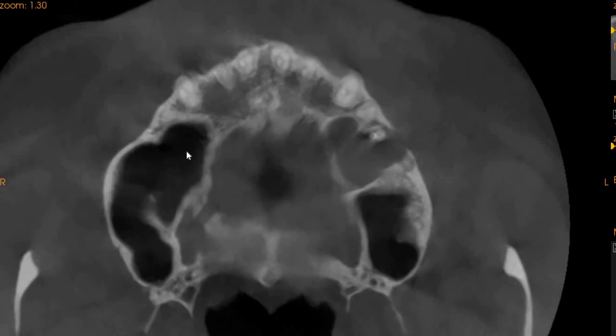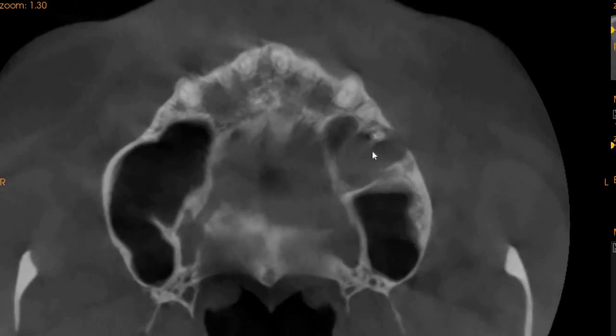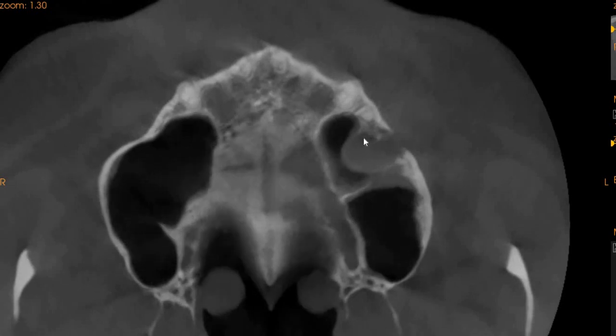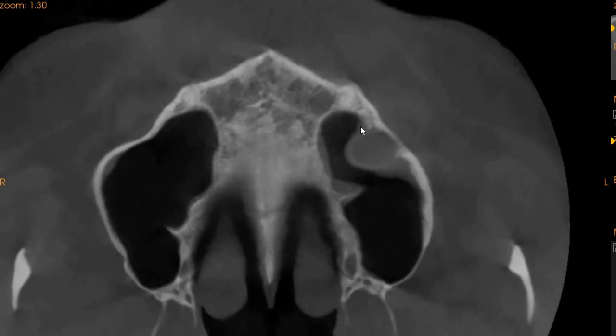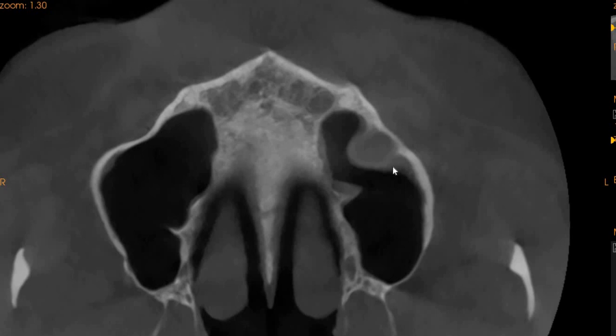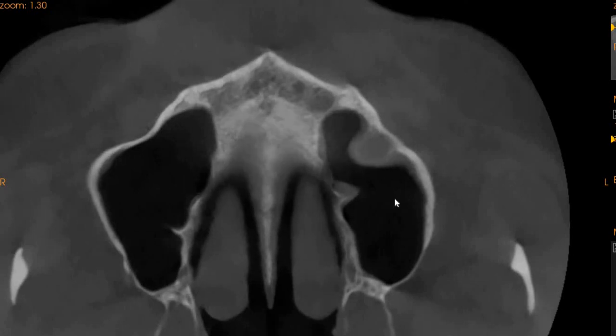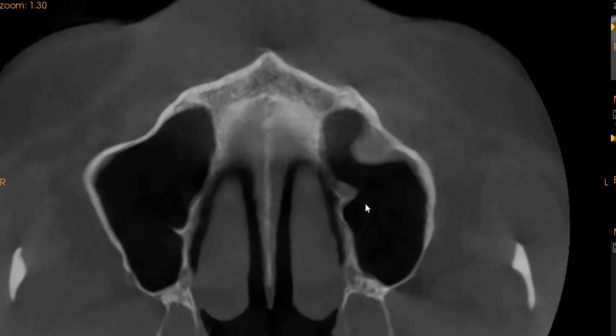And this is the sinus on the right hand side. This is the sinus, and this is that cystic lesion. As you can see, it is at the floor of the sinus as well. So this needs to be carefully examined clinically as well.